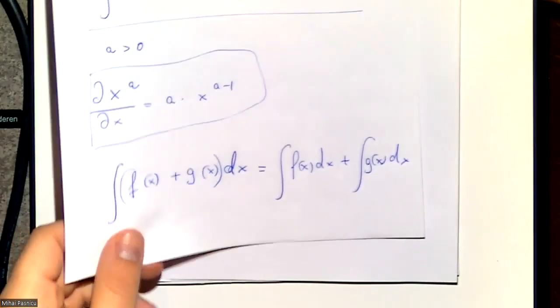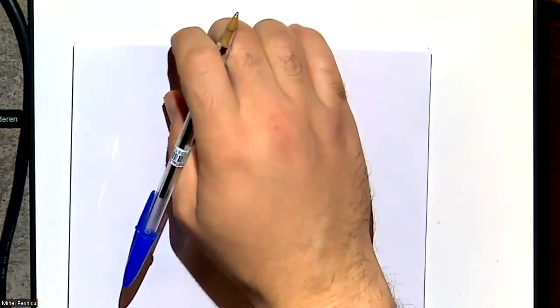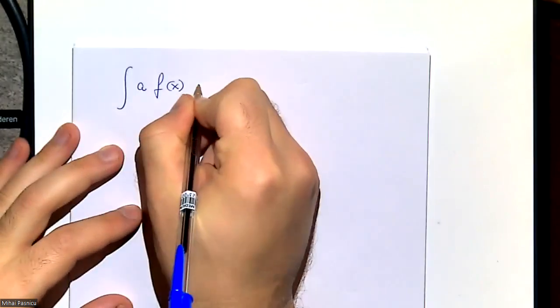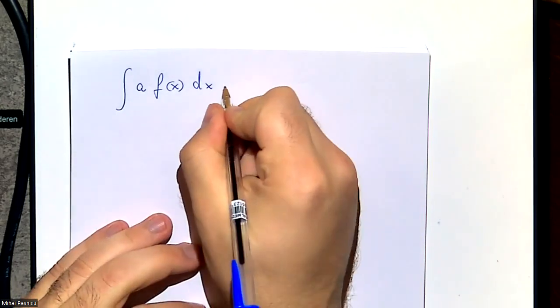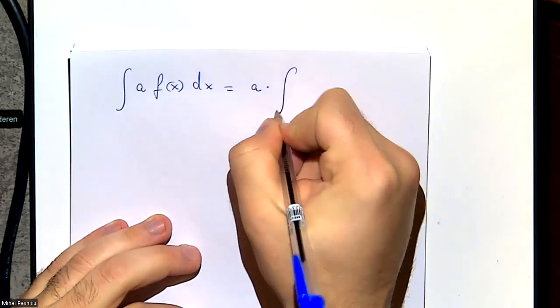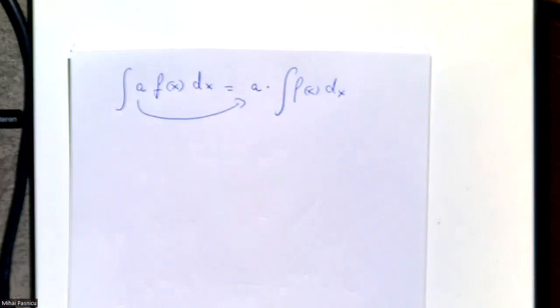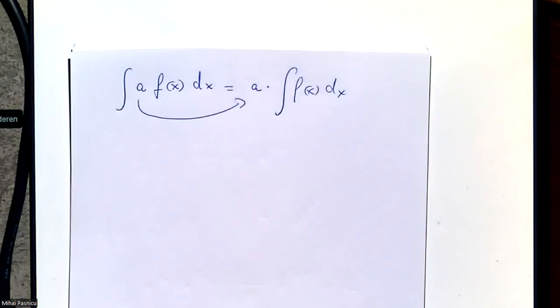Now, what are other tricks? If you have something like the integral of a times f of x dx, again, just like in the derivative, it is equal to a times the integral of f of x dx. The constant just jumps in front. And what I'm writing here holds for any function f of x and any constant a you can think of.